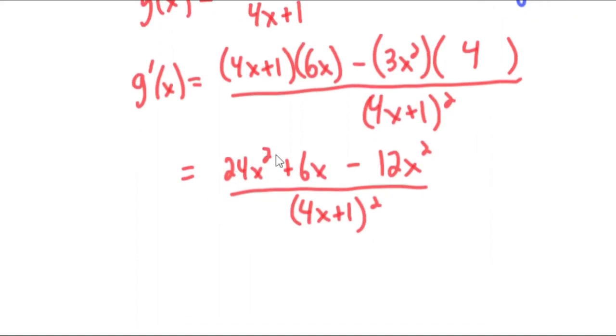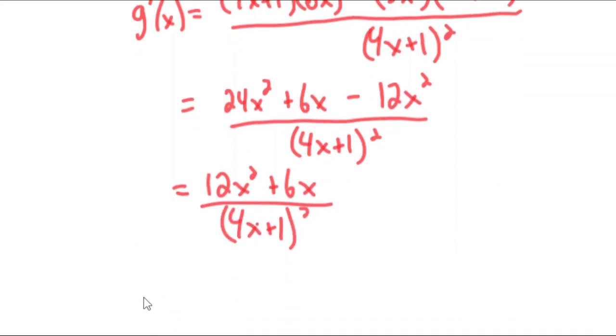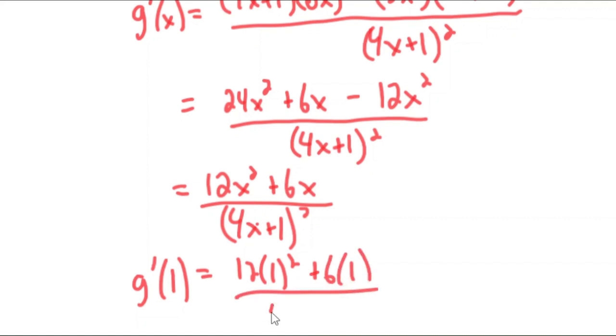And now notice we have a 24x squared and a minus 12x squared, so that's just going to be 12x squared plus 6x over 4x plus 1 squared. So that's g prime of x. Now, what is g prime of 1? Well, we just need to plug in 1 for x. So we get 12 times 1 squared plus 6 times 1 all over 4 times 1 plus 1 squared.